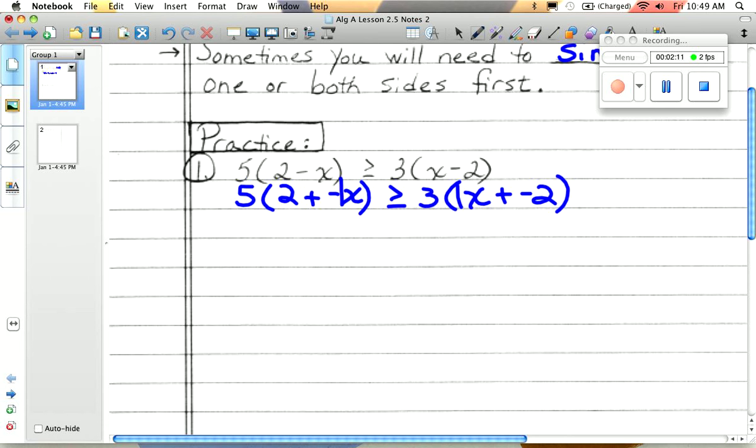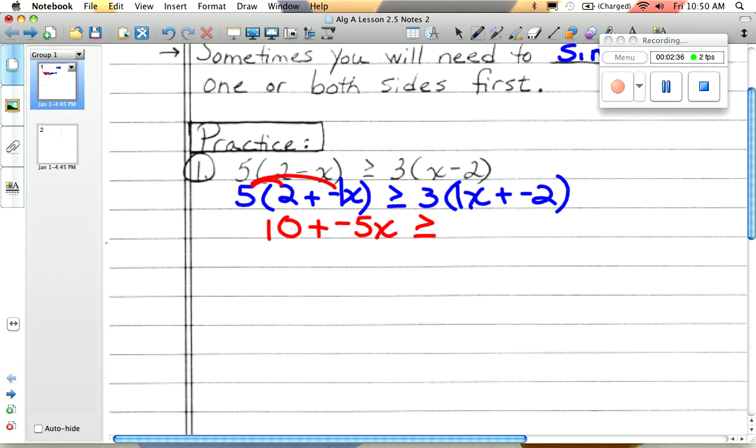It's not like we have to worry about, okay, well this is what happened over here, so this is going to happen over there. So on the left side, we're going to take the 5 times the 2 and the 5 times the negative 1x. So 5 times 2, 10. 5 times negative 1x, negative 5x.